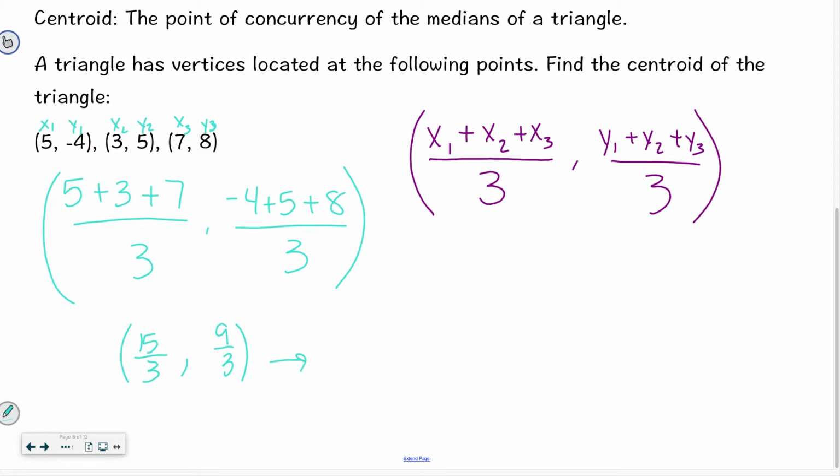And if I simplify, 15 divided by 3 is 5. And 9 divided by 3 is 3. So my centroid is located at (5, 3). Okay? So make sure you write down that formula. Don't say, I'm going to remember that, because you'll probably end up dividing by 2, because it's just like the midpoint formula. But you need to add all 3 x's, and since we have 3 x's, we're going to divide by 3. You need to add all 3 y's, and since there's 3 y's, we divide by 3.